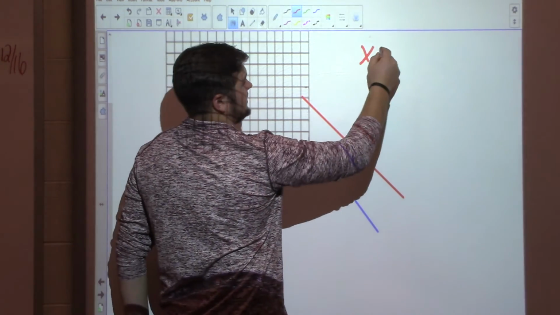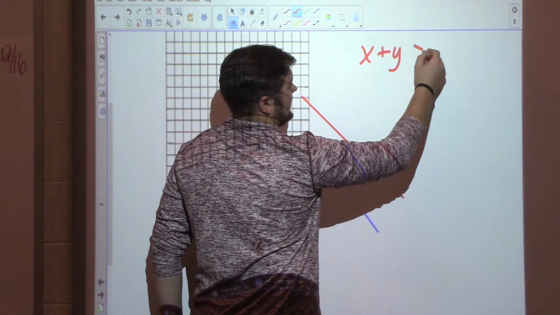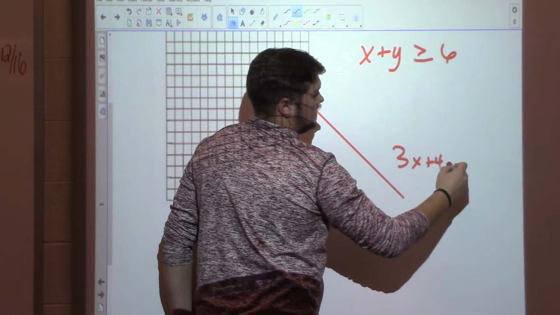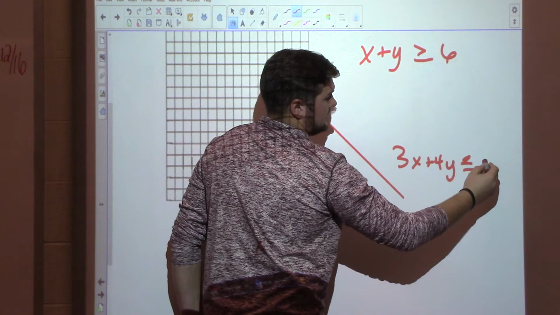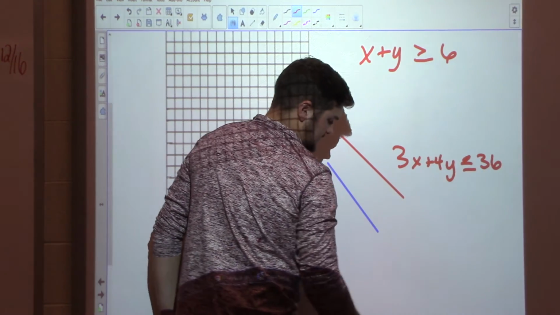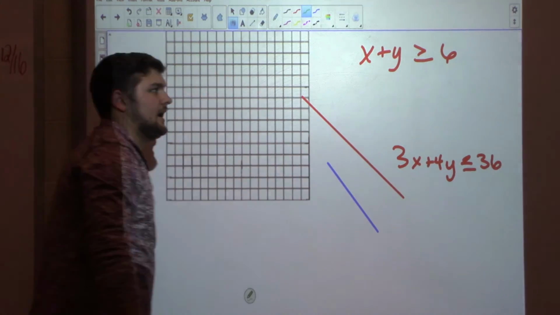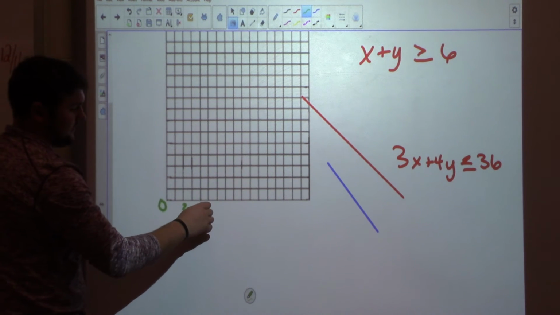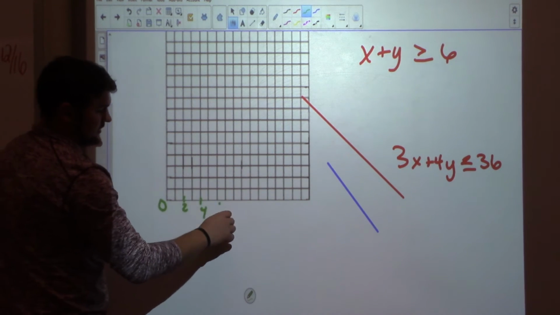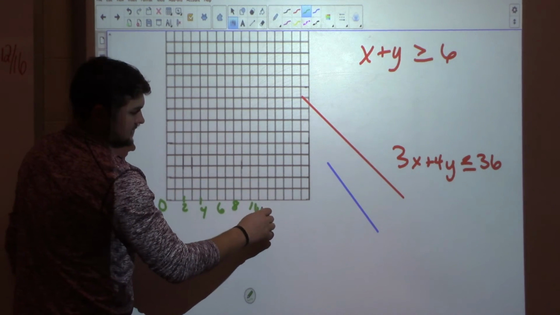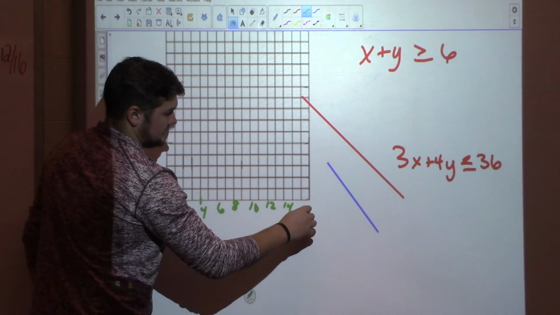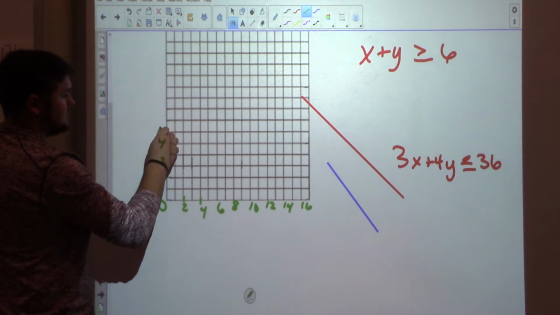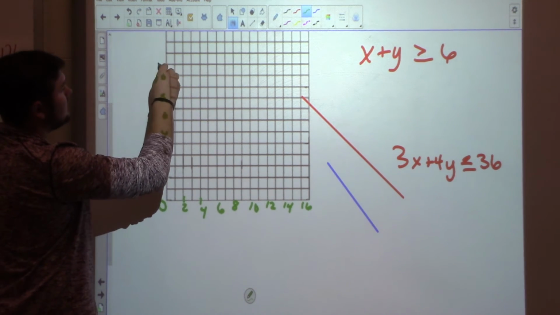So we had x plus y was greater than or equal to 6, and 3x plus 4y less than or equal to 36. Alright. So, I said I was going to cover up method for this. I'm going to go by ones, but I'm only going to write every other one. So 2, 4, 6, 8, 10, 12, 14, 16. 2, 4, 6, 8, 10.